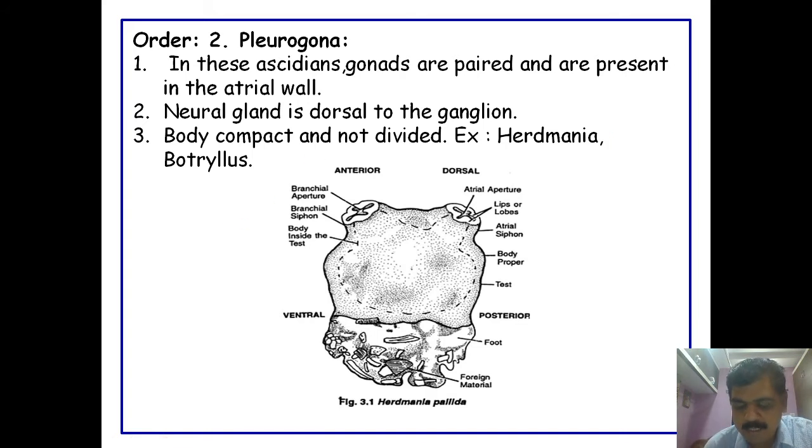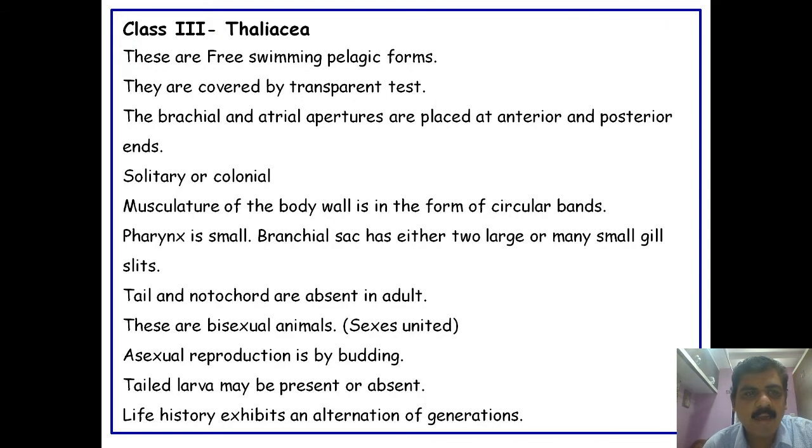These are the examples or the characteristics from the word, that is the Larvacea. Then the next, sorry, that is the Ascidiacea. The class 3 is Thaliacea. These are free swimming pelagic forms, and they are covered by the transparent tunic or test covering. The branchial and atrial apertures, the two apertures, incurrent and excurrent, are placed at the anterior and the posterior end of the body.